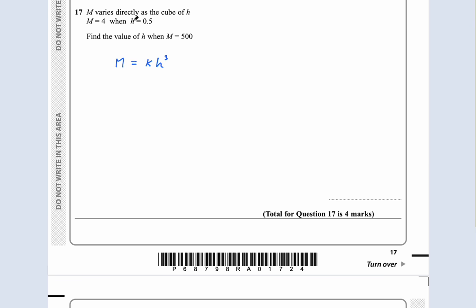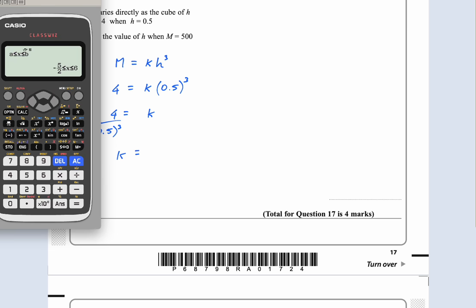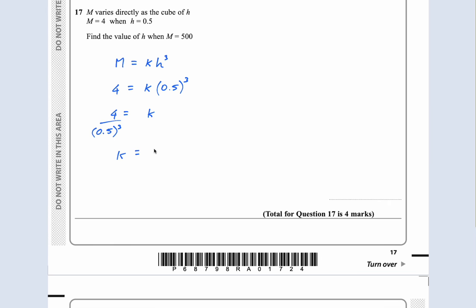Then I need to find k by subbing in these numbers. So m is 4, k I don't know, and h is 0.5, so it's 0.5 cubed. 4 is equal to k times 0.5 cubed, and 0.5 cubed, guys, is actually an eighth. Or you could just do k is equal to 4 divided by 0.5 cubed, and then k is going to be 32, guys, because it's times 8, but let me show you. So it's 4 divided by 0.5 cubed, which is 32. Okay, so k is 32.